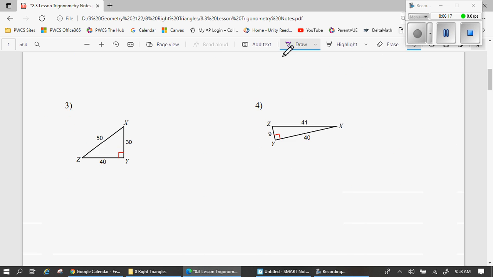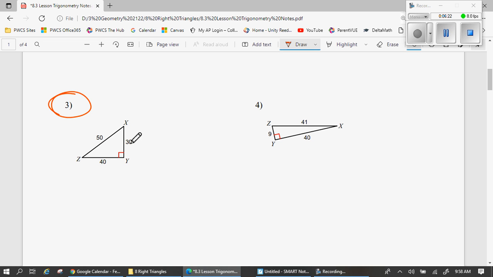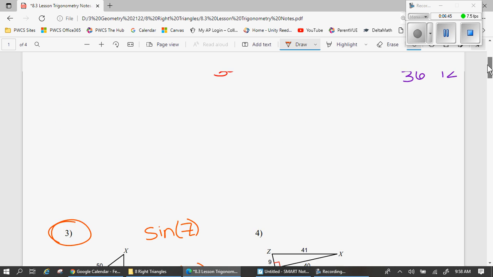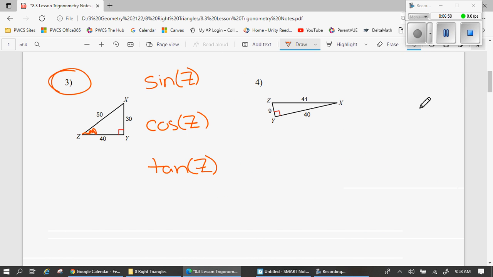So I want you to try one of these. I'll give you one that's pretty straightforward to simplify. So try number 3. Let's find sine, cosine, and tangent of angle Z. So pause right now, write the ratios for sine, cosine, and tangent for angle Z by first setting up which one's O, A, and H, and then using the ratios that hopefully you wrote down from earlier. So go ahead and pause, try this one on your own, and then press play for the answer.